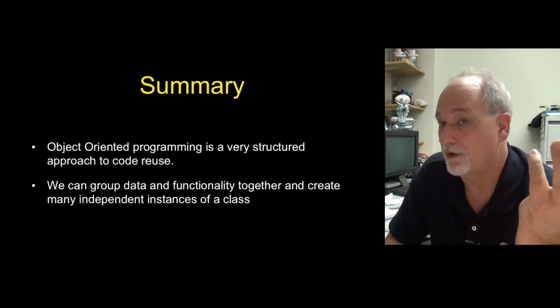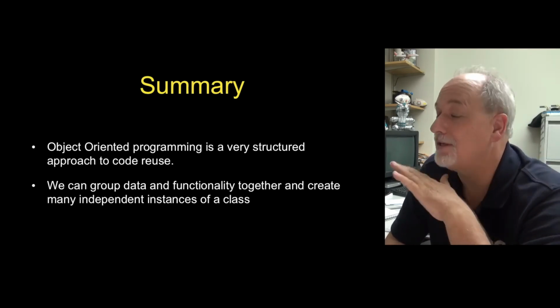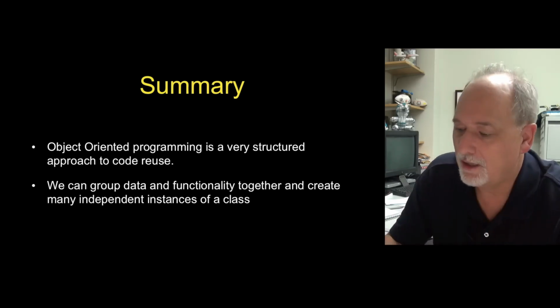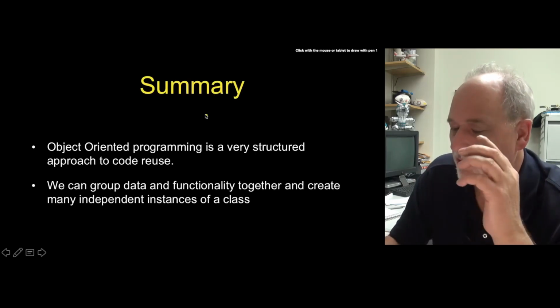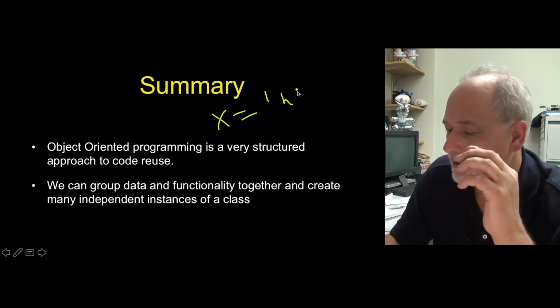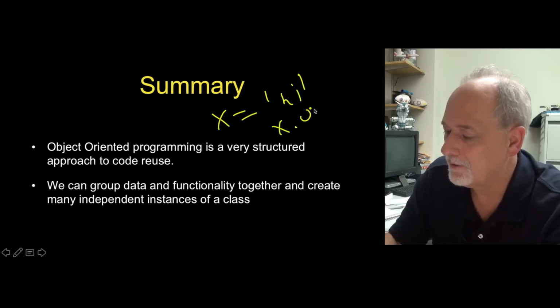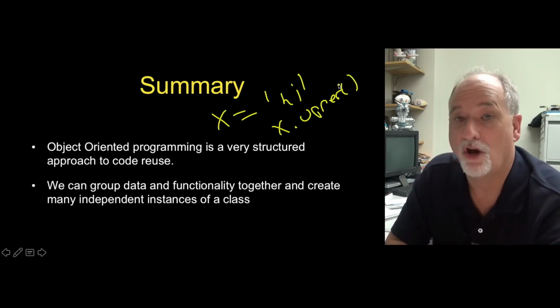For the rest of this class, we're not going to write any object code. We're not going to use class at all, but we are going to use objects. And literally, you've been using objects from the beginning of this course. As soon as you said x equals high, that's an object. And as soon as you said x dot upper, you were calling a method. You've been calling a method all along.